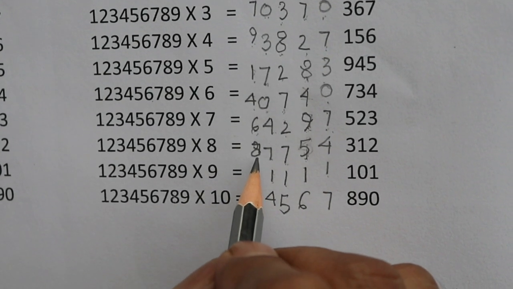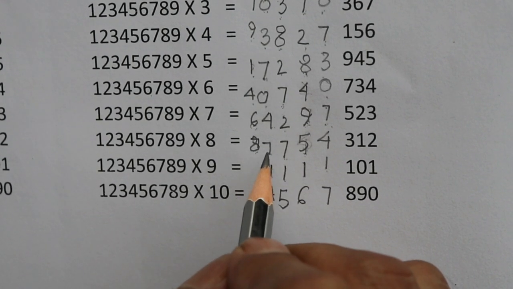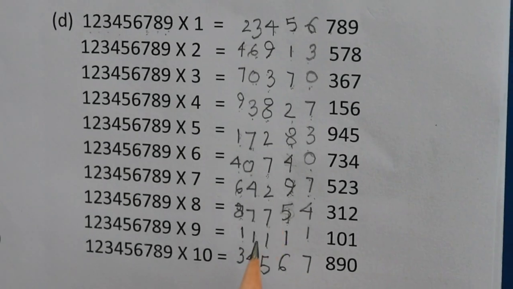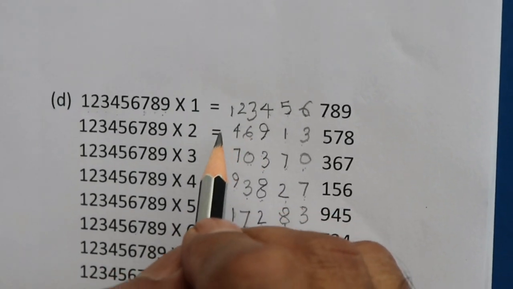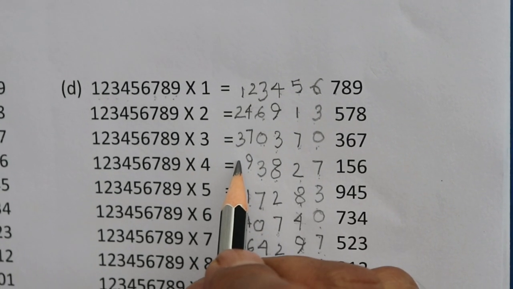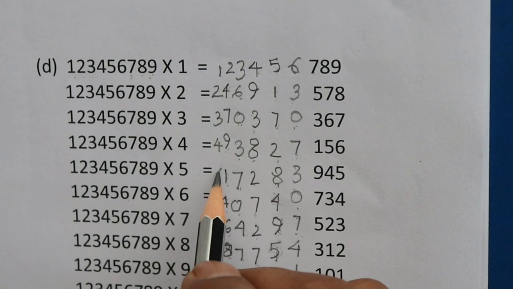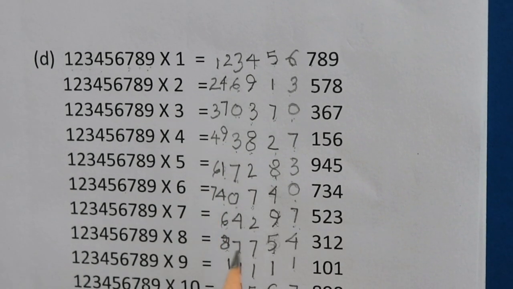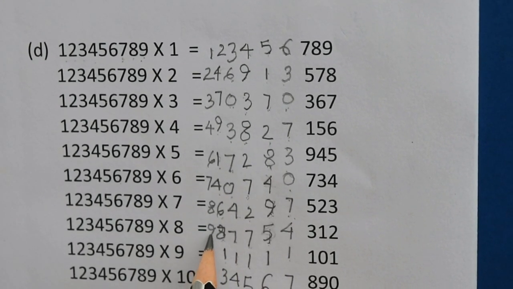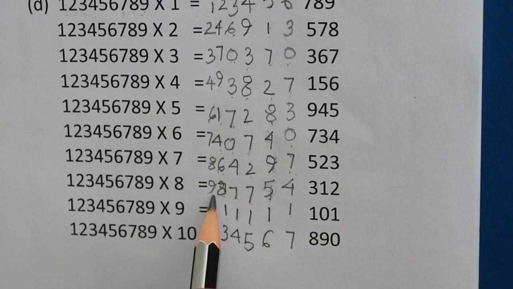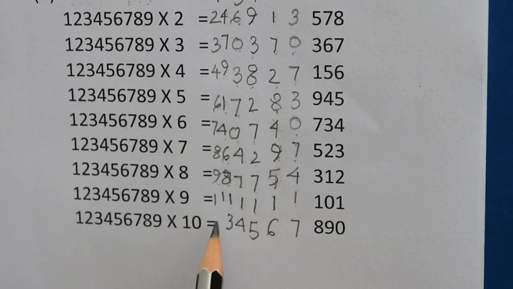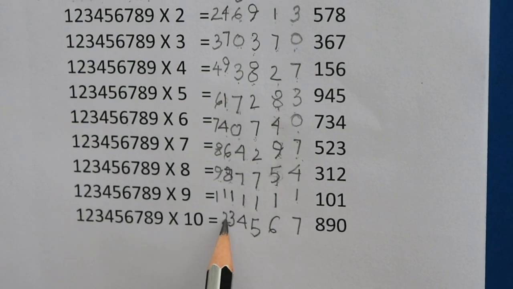Plus 8 minus 2. 3 minus 2, 1. 1 plus 2, 3. 1. 1 plus 1, 2. 2 plus 1, 3. 3 plus 1, 4. 4 plus 2, 6. 6 plus 1, 7. 7 plus 1, 8. 8 plus 1, 9. Plus 9 minus 1. 2 minus 1, 1. Carry over 1. 1 plus 1, 2. No carry over 1.